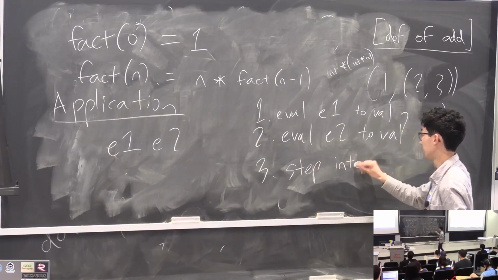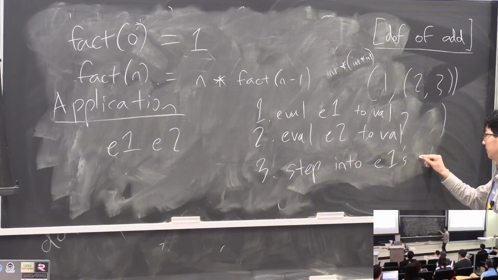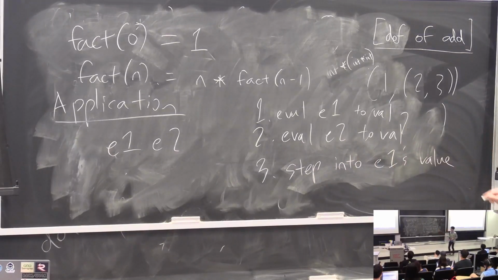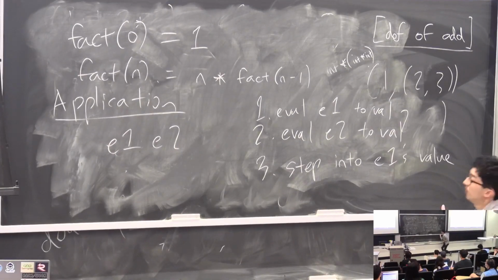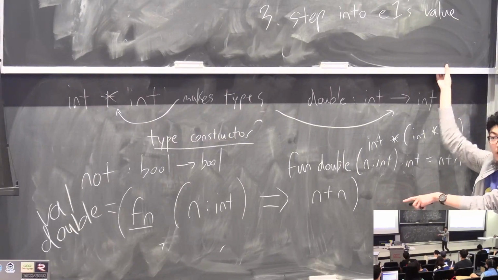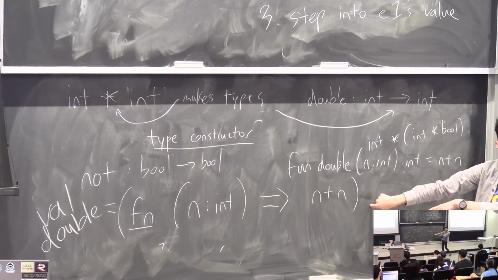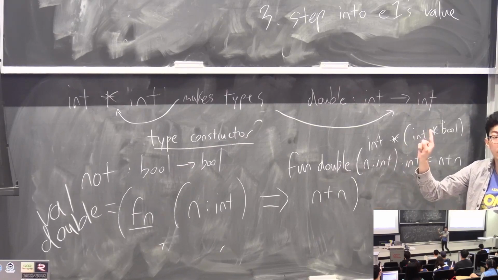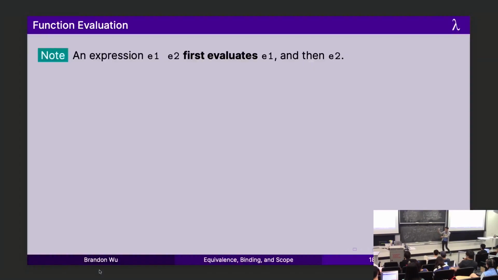Then step into E1's value, and I'll expand on this in a second. There are concrete rules we obey when talking about what a programming language does. So we evaluate E1 to a value first. Every example I've shown you so far, E1's already been a value, like when I was applying double, or this lambda, which is already a value. No work needed, but remember that E1 needs to be evaluated first in actuality.